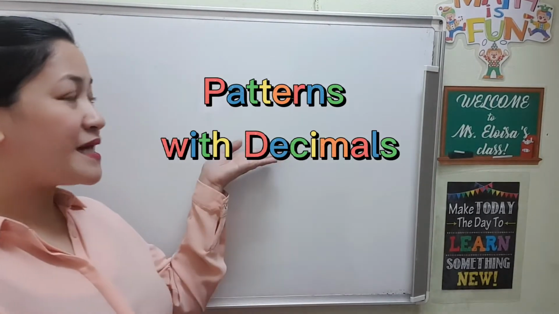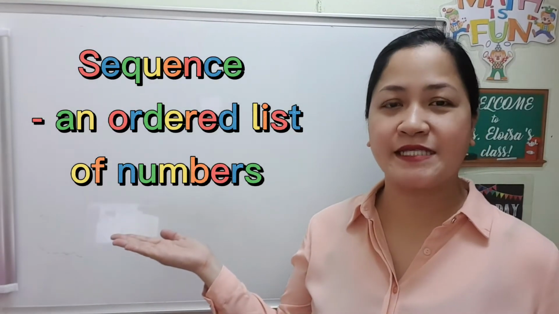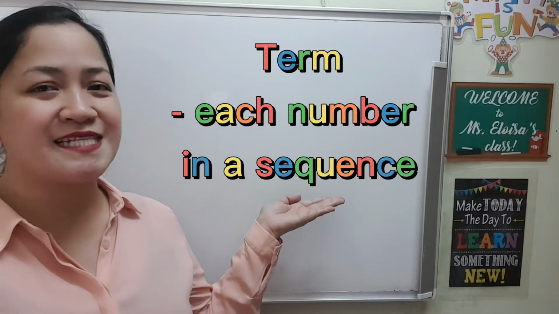So for today, we are going to have patterns with decimals. But let us first familiarize ourselves with some vocabulary. We have the word sequence. So what is a sequence? A sequence is an ordered list of numbers. We also have another new word, that is term. What is a term? A term is each number in a sequence.